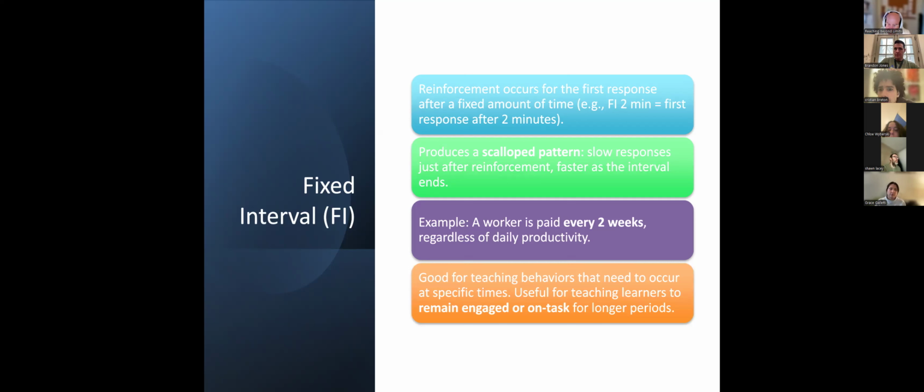So it's good for teaching behaviors that need to occur at a specific time. It's also useful for teachers for teaching learners to remain engaged or on task for longer periods. It's also good sometimes to put problem behaviors on this fixed interval schedule. We use a timer, and we indicate at the end of the interval, as in Brandon's example, that they could ask the question.